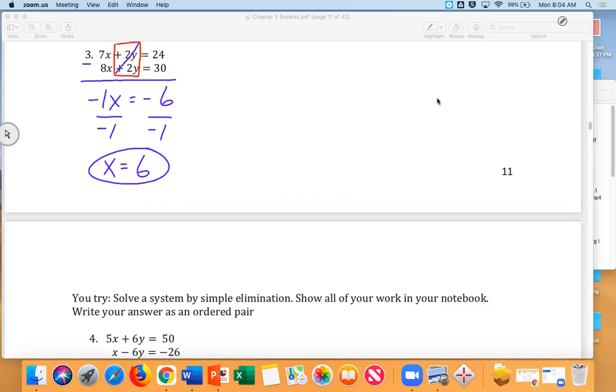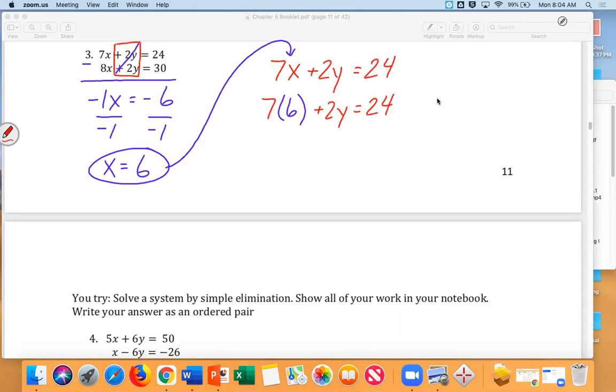Mr. Ferry, top equation or bottom equation? Top equation is fine. Living the dream. 7x plus 2y equals 24. And we are going to replace x with a 6. So 7 times 6 plus 2y equals 24. 7 times 6 is 42, plus 2y equals 24. Subtract 42.